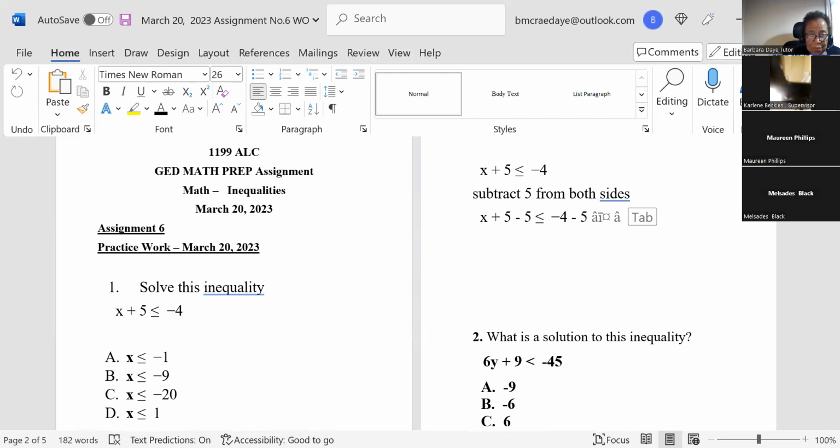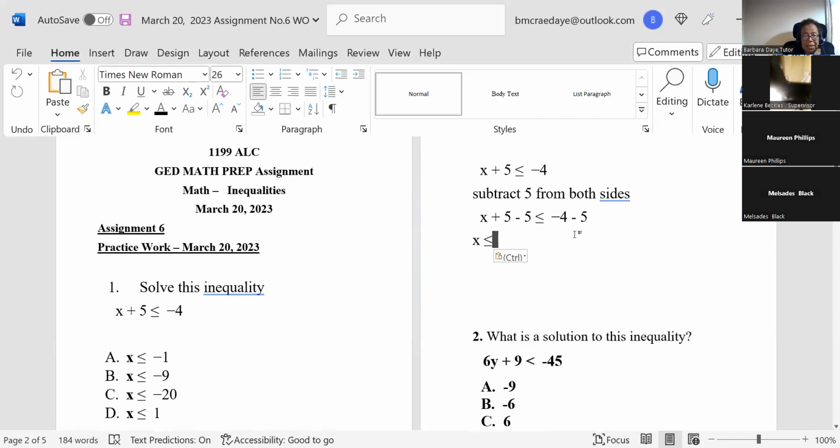So that's a subtraction. What do you get, Maureen, when you do that? What do you get on the left side? Just x, because 5 minus 5 is 0, right? So we have x, and that's less than or equal. Let's just copy that sign. What do you get on the right side, Maureen?